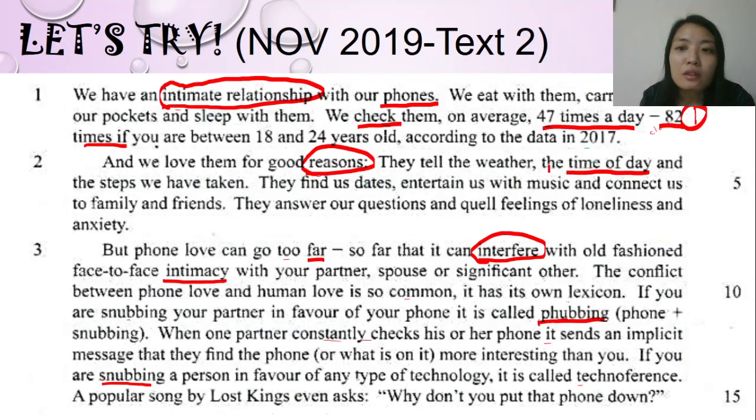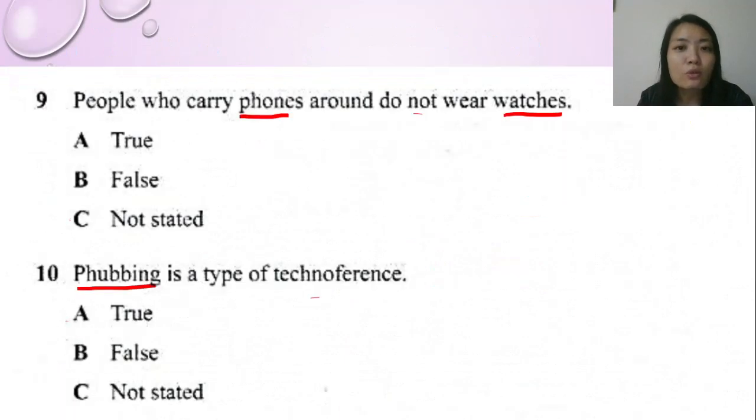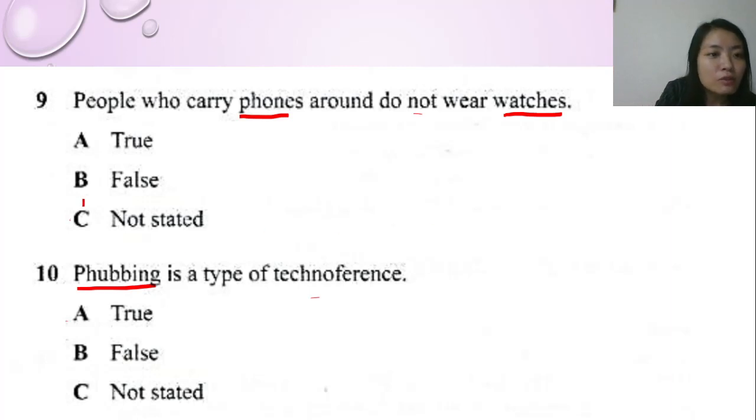But then in the question, it says they don't wear watches. There's nowhere in the text that says that they don't wear watches. Maybe they wear a watch and they also carry the phone. You're not sure actually, and it doesn't say that they wear one either. So because of that, you choose not stated.